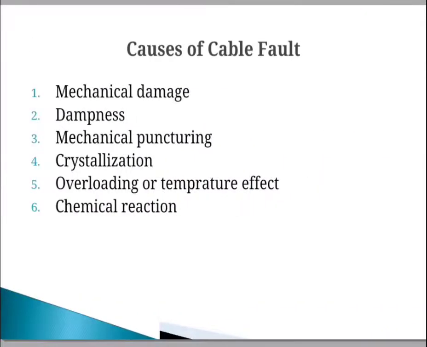Then we have to discuss the different causes of faults occurring in the cable. First one is mechanical damage. This fault occurs when the cable is insufficiently protected, or through mishandling at the time of laying the cable underground, and poor workmanship of the cable jointing. Because of that there will be mechanical damage to the cable, and because of that a fault will occur in the cable.